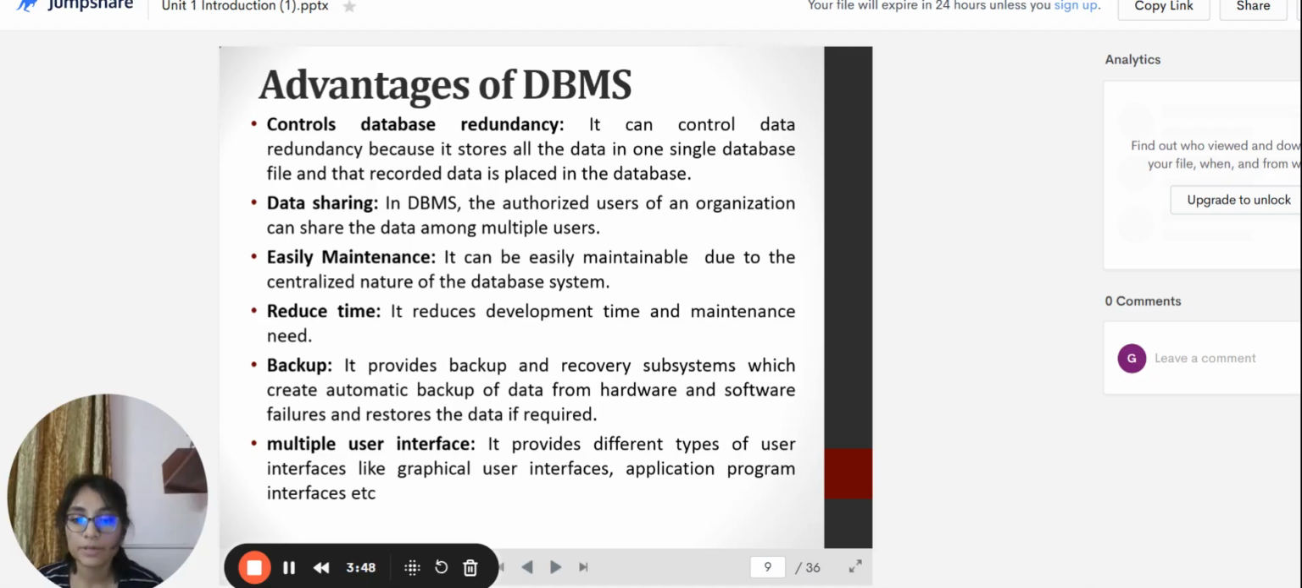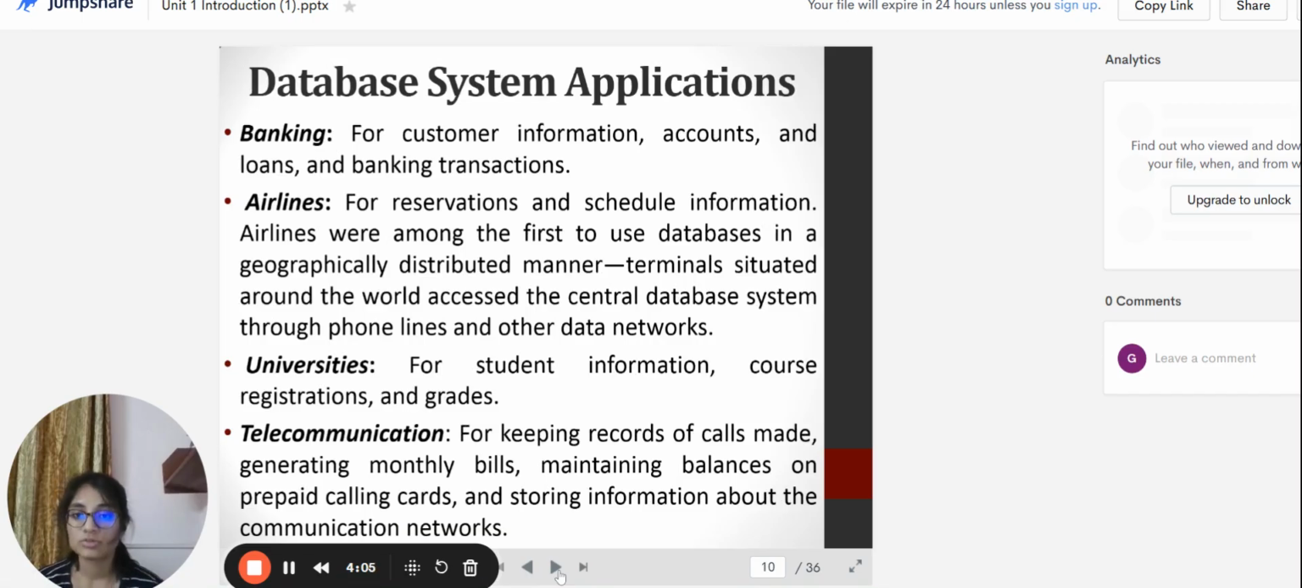Backup: it provides backup and recovery subsystems which create automatic backup of data from hardware and software failures and restore the data if required. Multiple user interface: it provides different types of user interface like graphical user interface, application program interface, etc. So now, database system applications, that is where database systems are actually used.